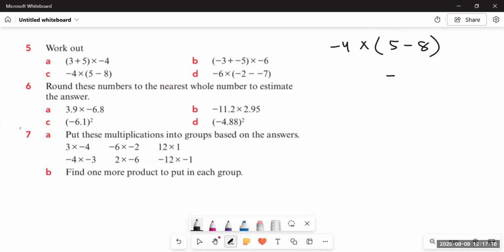5 minus 8 is equal to minus 3. Now we will multiply it with minus 4. So the answer would be positive 12.